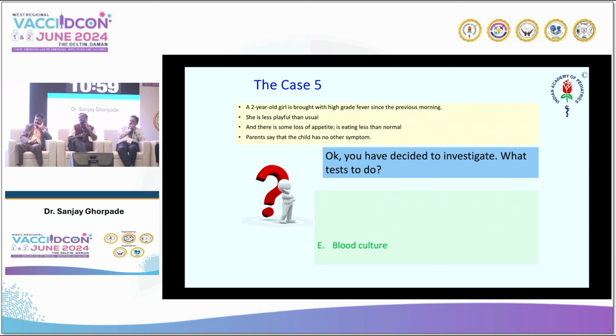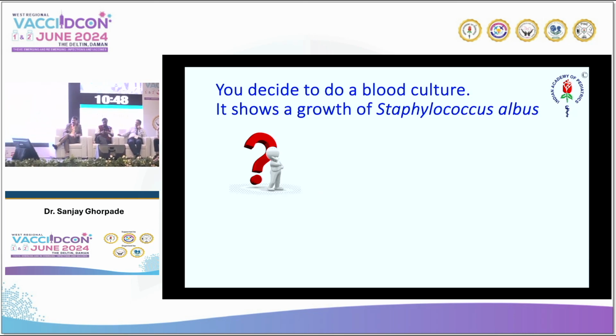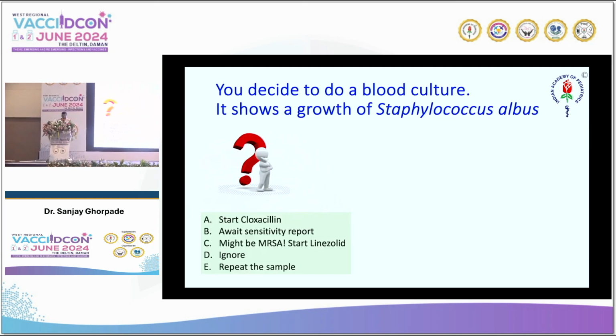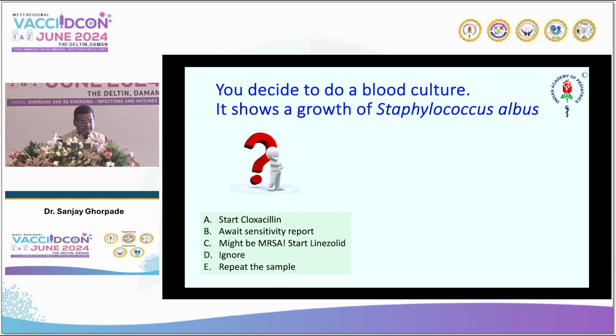Nikhil, this is a 2-year-old child brought with history of fever. In all investigations negative, ultimately frustrated, and blood culture was sent. And this was the culture report. It shows Staph albus. Now my question is whether to start Cloxa, wait for sensitivity report, or might be MRSA, start linezolid, ignore, repeat the sample.